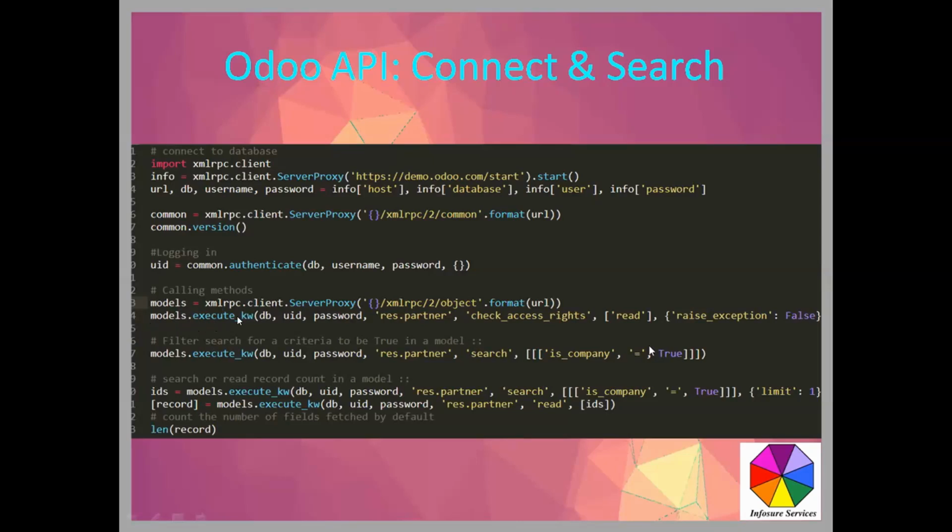So model dot execute keyword args. Basically, model dot execute will execute these values, and rest dot partner is one of the models. And these are some settings. When it executes, it will call this execute method to fetch data where the partner is a company. It will fetch all the company's information. These are some sample codes, and the number of records being fetched is the length of the record.